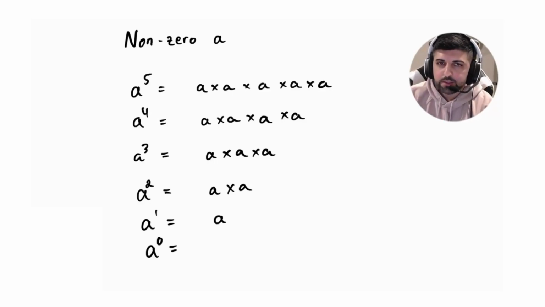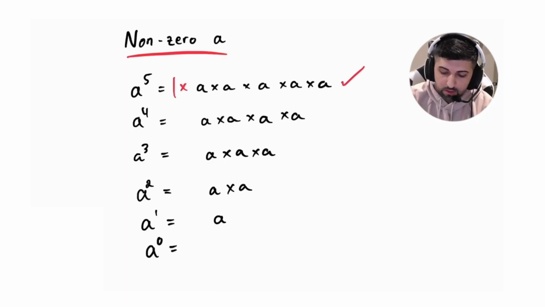How could a to the power of 0 be 1? Let's start at non-zero a. Okay, so let's start there. a to the 5 is a times a times a times a times a. 5 a's there. But I could also say a to the 5 is 1 times all of those a's.